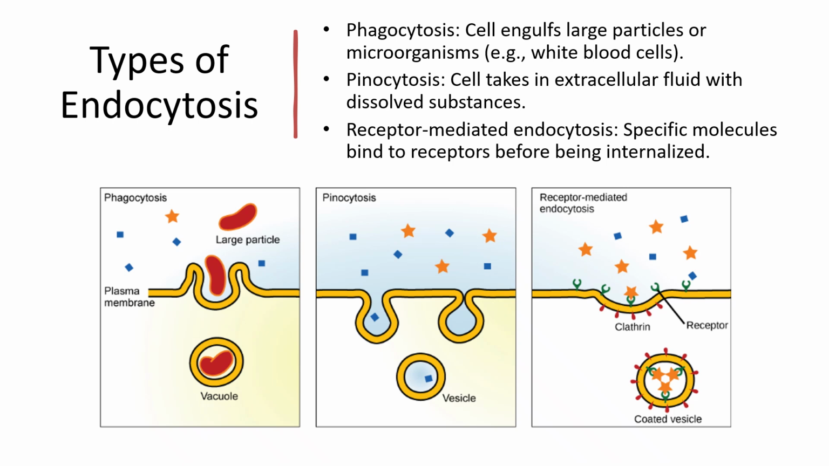Phagocytosis is cell eating, used by immune cells to engulf bacteria and debris. Pinocytosis is cell drinking, taking in extracellular fluid and the molecules within it. Receptor-mediated endocytosis is more selective, where specific molecules bind to surface receptors before being brought into the cell. A breakdown in this process can lead to diseases like familial hypercholesterolemia.